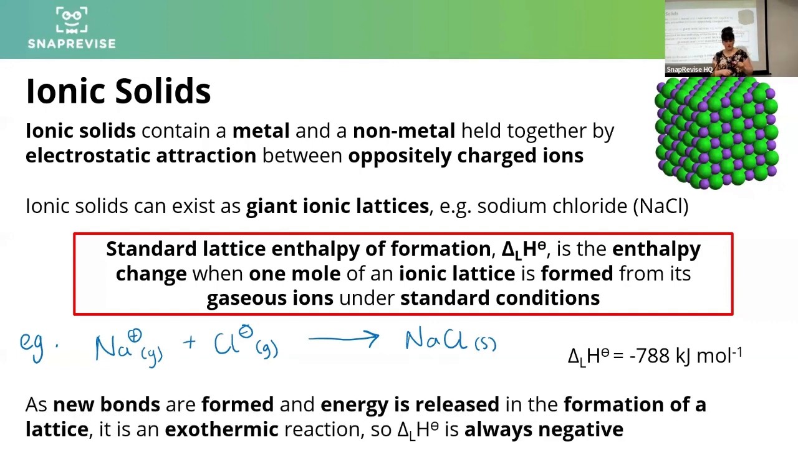As new bonds are formed, in the enthalpy of formation, we're forming ionic bonds. Energy is going to be released. When you make a bond, energy is released. So lattice enthalpy of formation is an exothermic reaction. It has a negative enthalpy change. So delta H, lattice enthalpy change of formation, is always negative. To be honest, you don't have to remember specifically that it's always negative, because you know it's making a bond, and you know that making bonds is exothermic, so it's negative. Just one less thing to memorize then.